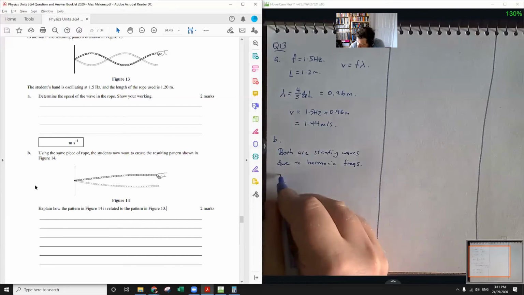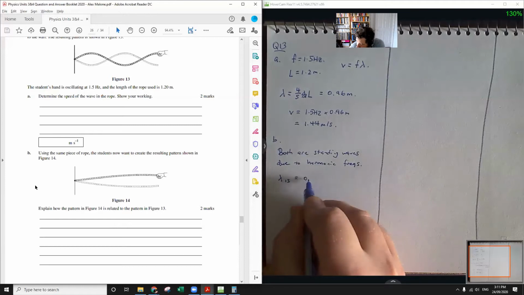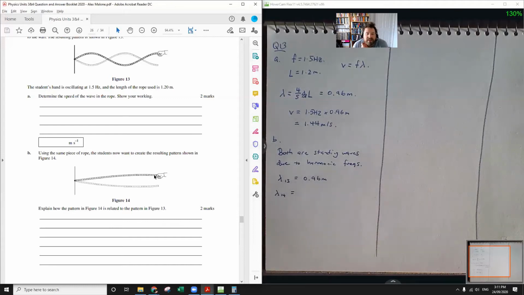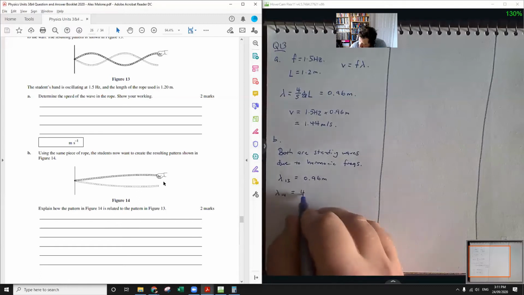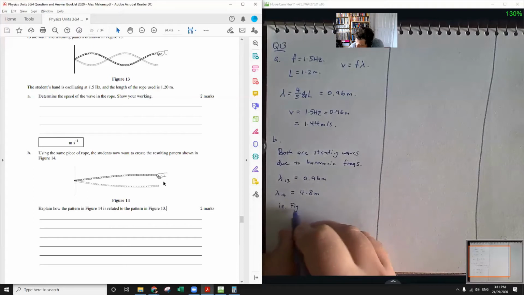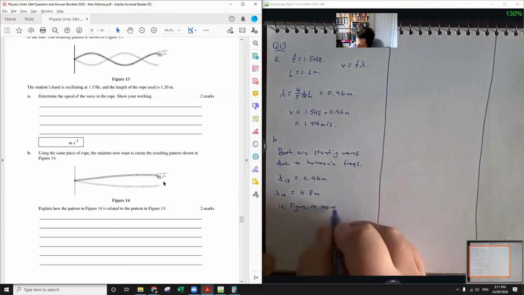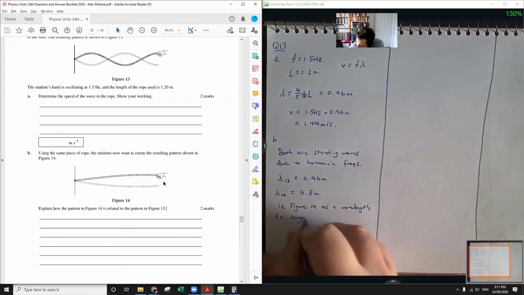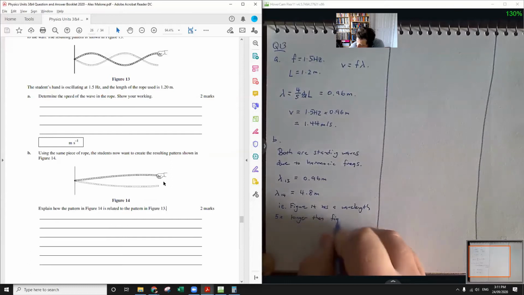So lambda in figure 13 we found was 0.96 meters. Lambda in figure 14 is going to be, well, if 1/4 of a wavelength fits in the length of the rope, then that means the wavelength is going to have to be 4 times the length of that rope. So it's going to be 4.8 meters, i.e. Figure 14 has a wavelength 5 times longer than figure 13.